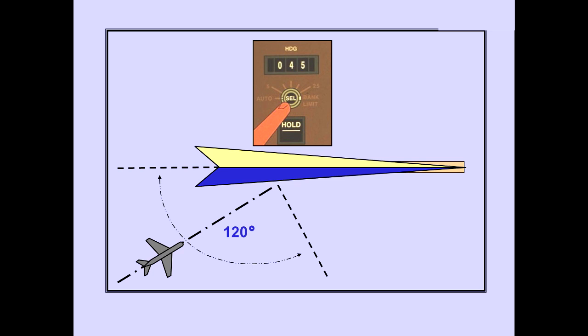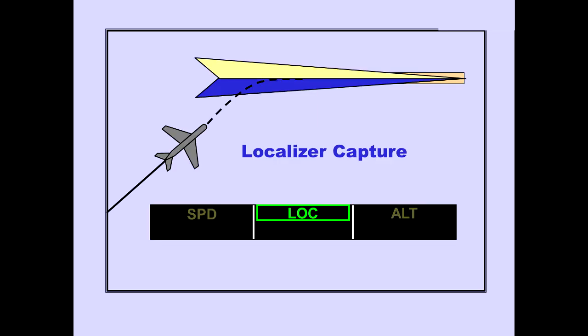In this example, we'll use the heading select mode. Localizer capture cannot occur if the intercept angle exceeds 120 degrees. The localizer capture point is variable and depends on intercept angle and closure rate. At localizer capture, localizer mode is engaged and the autopilot turns the airplane to track the localizer. This mode change is shown in green on the PFDs.